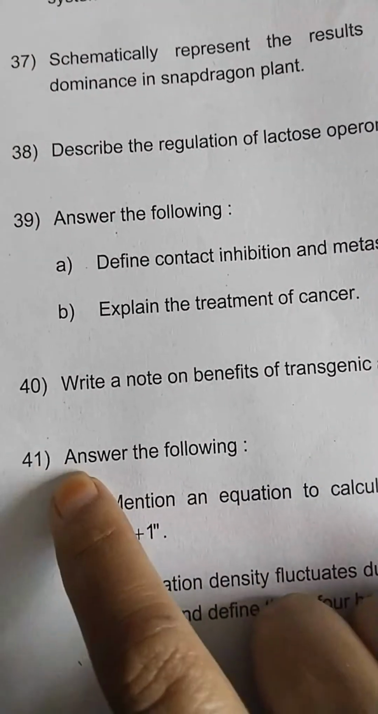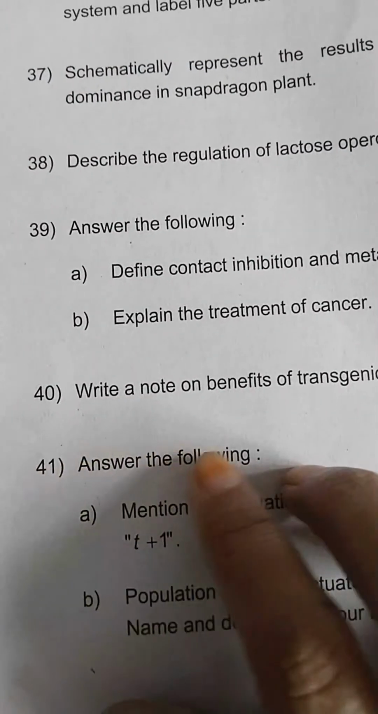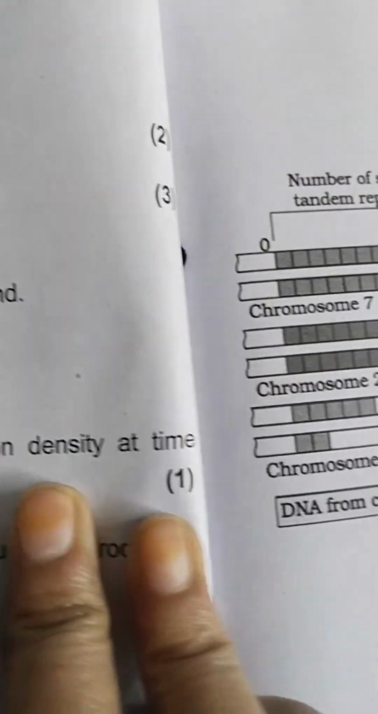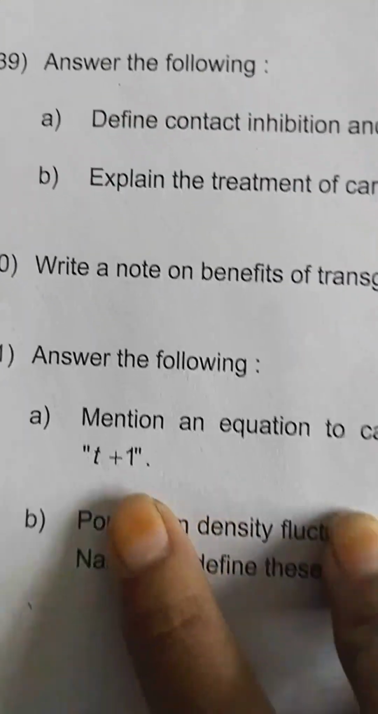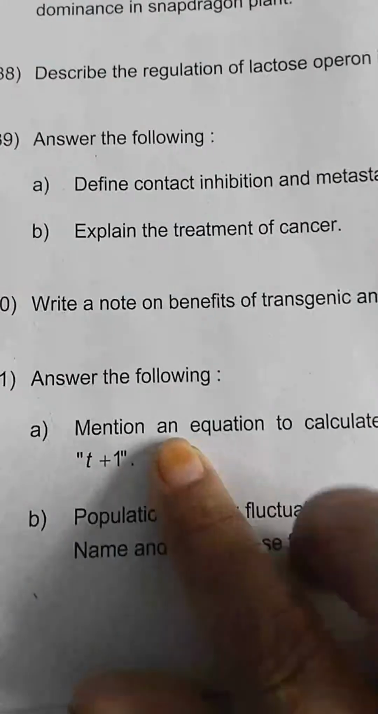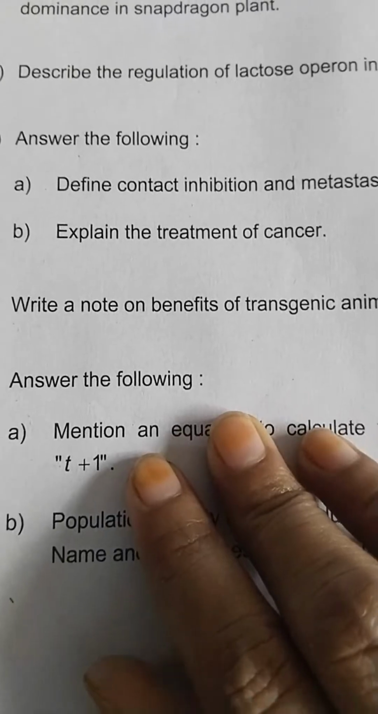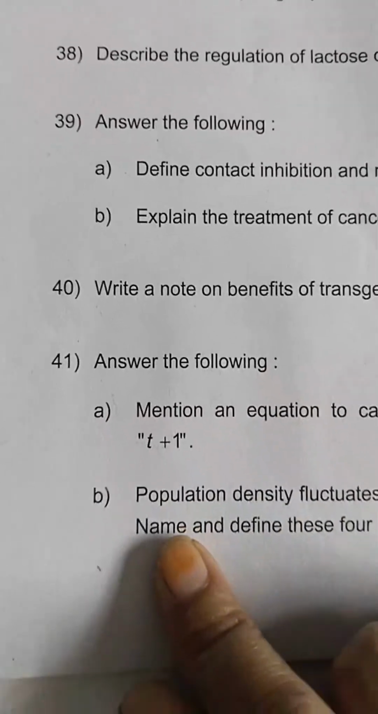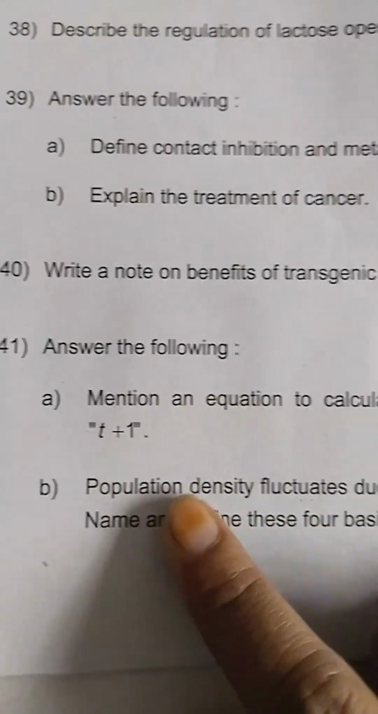Next, the 41st question we have: answer the following. Mention an equation to calculate the population density at time t plus 1. The equation which is present in our chapter on biodiversity, population and organism, we need to give that equation. It is going to carry 1 mark.